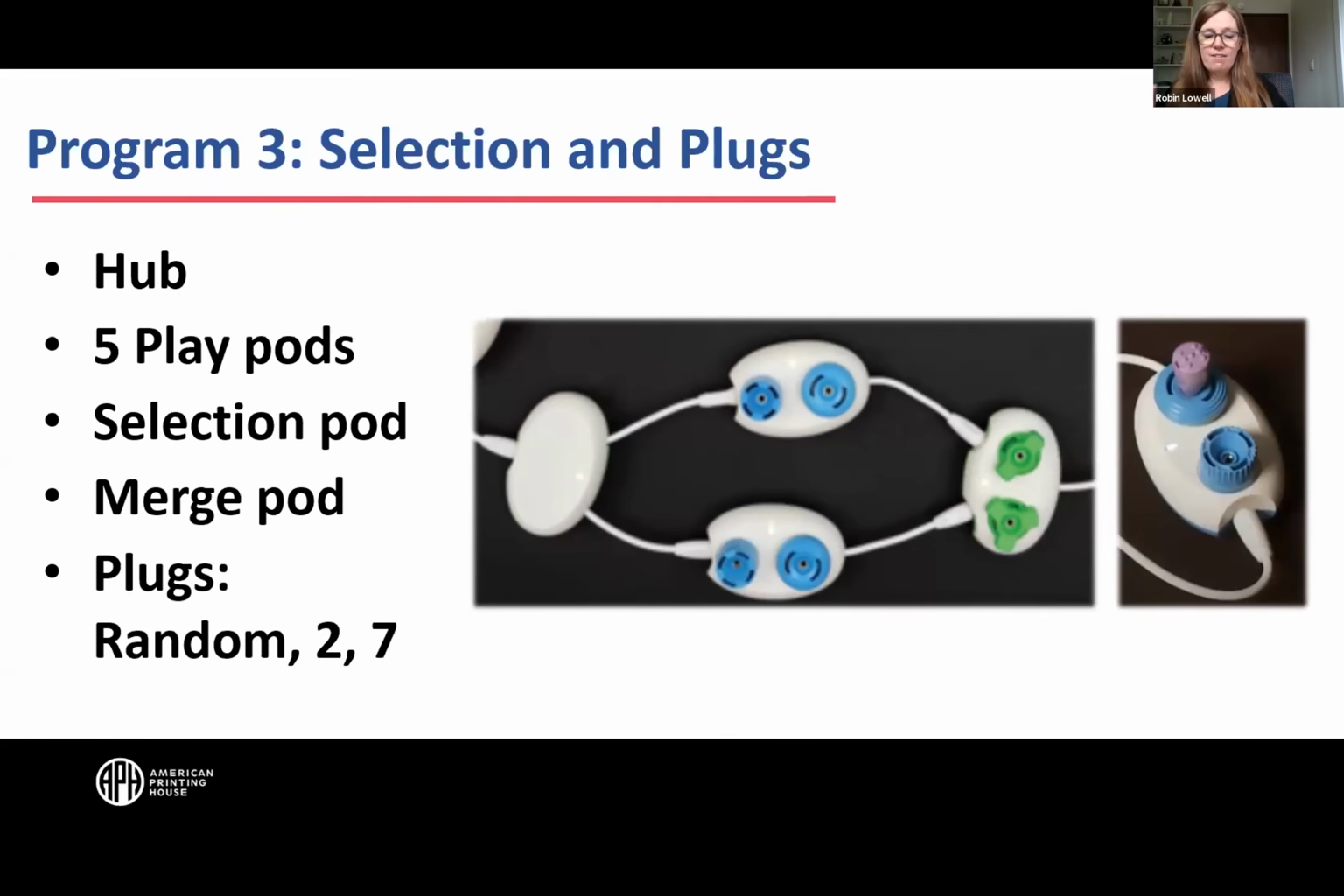So we're going to need 5 play pods this time. So grab 5 play pods. 3, 4, 5. Make sure we can see them on my screen. Okay. So I have 5 play pods, the selection pod, the green and white with 2 dials, the merge pod, green and white, 2 cords, no dials, and some of the plugs. So the plugs we need are 2, 7, and the R.